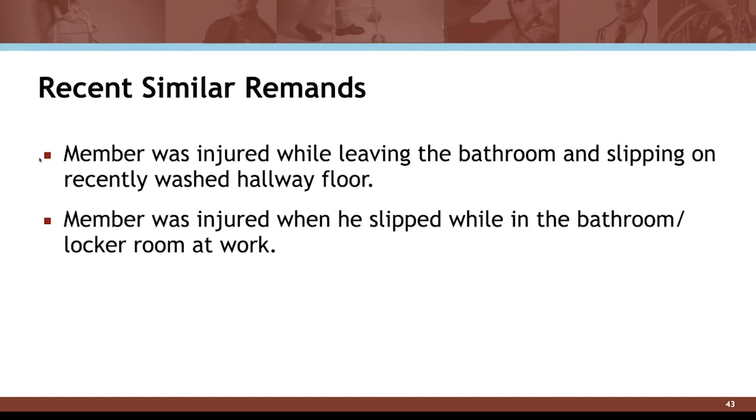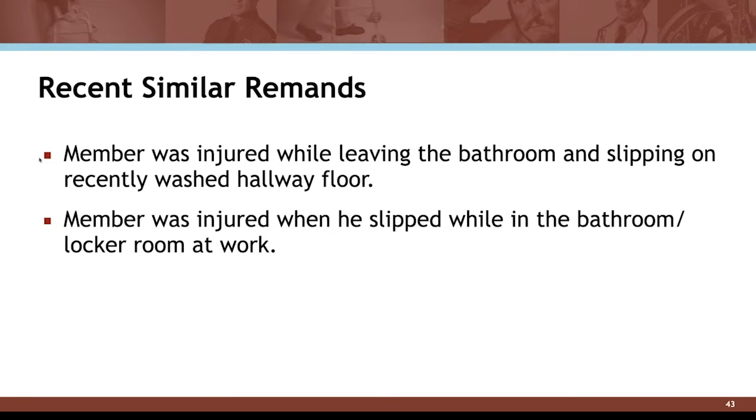The second bullet point was from a few years ago, and this concerned a member who sustained an injury when he slipped while in a bathroom/locker room. We originally remanded it, and then the board made findings of fact and sent it back to us. In those findings of fact, it turns out that actually this bathroom was a locker room. In the locker room, they had a huge closet where they stored many things, including blueprints. And this gentleman was in the process of getting those blueprints when he slipped and fell.